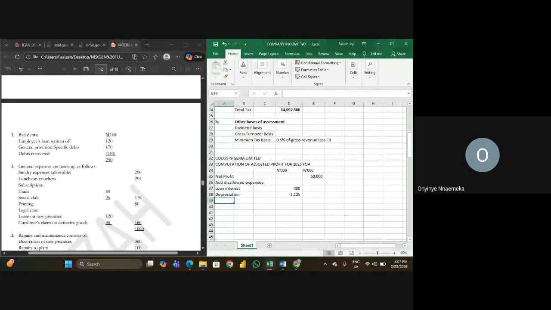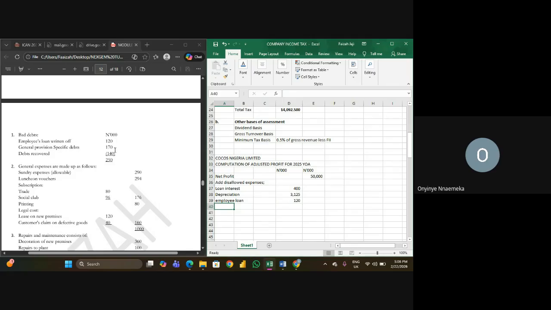Why? This company is not a loan company. You are not a microfinance bank. Why are you loaning employees? Now the person carries your money, and you want to write it off. The authority does not know your business objective to be giving out loans. So it is not allowable. So we have employee loan, that's 120.